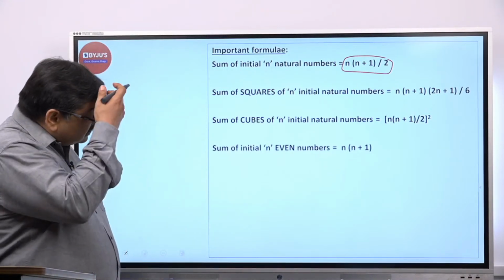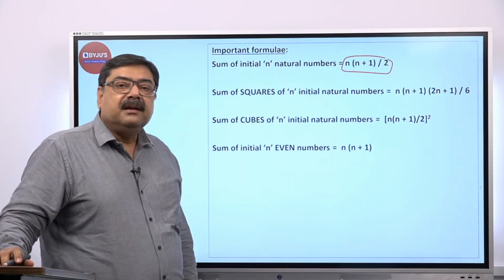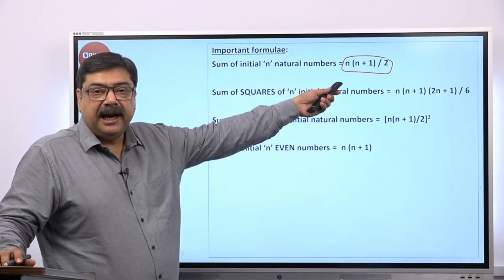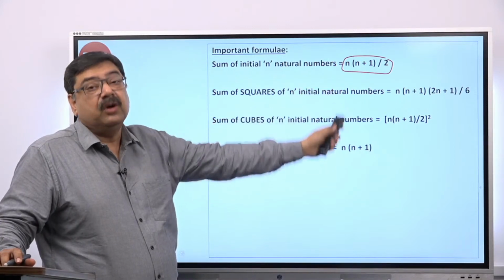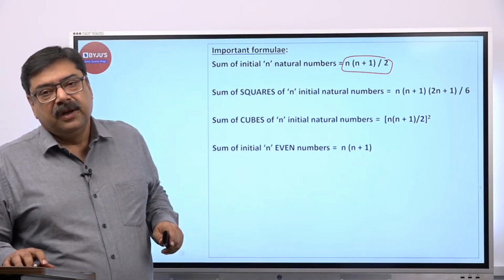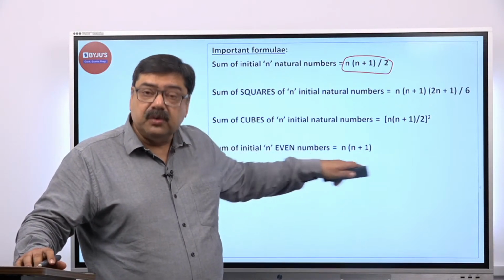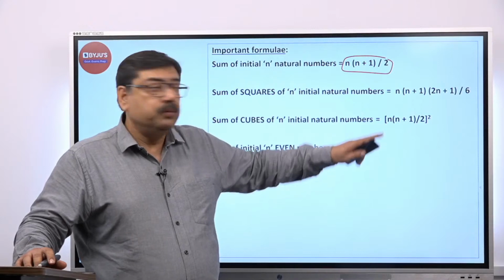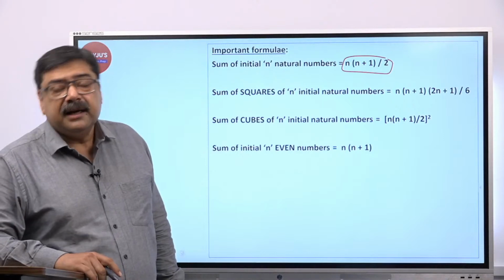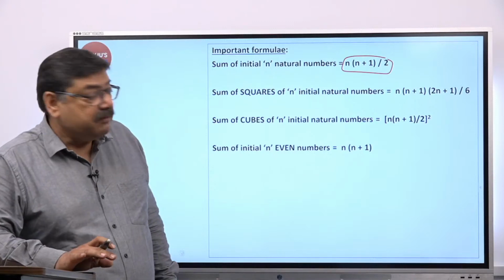Next, sum of initial n even numbers. Well, when we are talking about initial, if it would have been only natural numbers, the sum would be n into n plus 1 by 2. Now because we are talking about alternate numbers, which are those alternate numbers? Even numbers. Alright, so here forget about the denominator 2. The remaining numerator, that is n into n plus 1, is the sum of initial n even numbers.